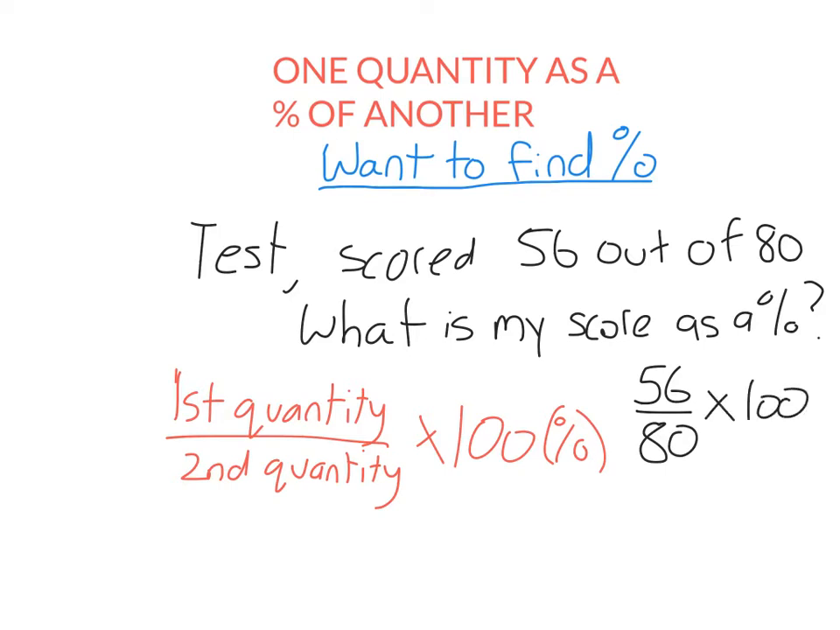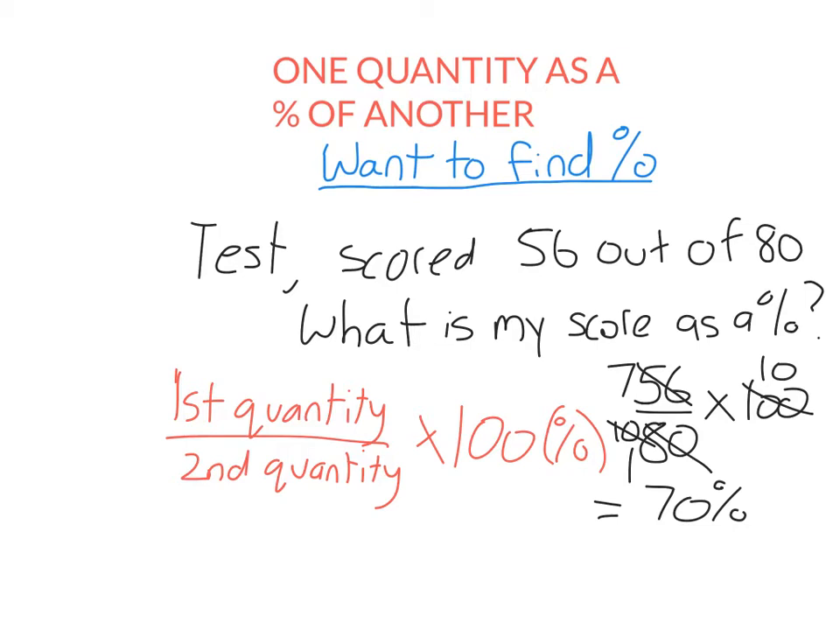Again, you can use a calculator to do this, or we can use pen and paper. If I'm going to do pen and paper, I'm going to simplify the fraction first if I can. So 56 and 80 both have a common factor of 8. 8 goes into 56 7 times, and into 80 10 times. So I've got 7 over 10 times 100. 10 goes into itself once, and it goes into 100 10 times. I'm just left with 7 times 10, which is 70%. So if you score 56 out of 80 in a test, you've scored 70%.